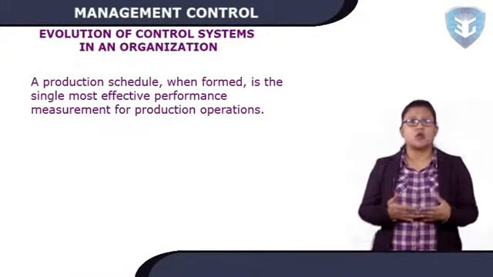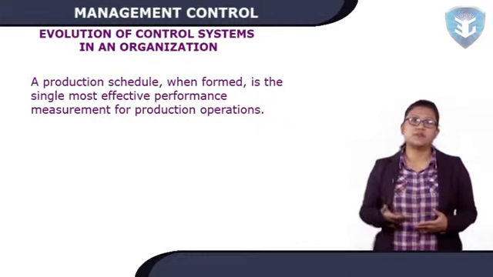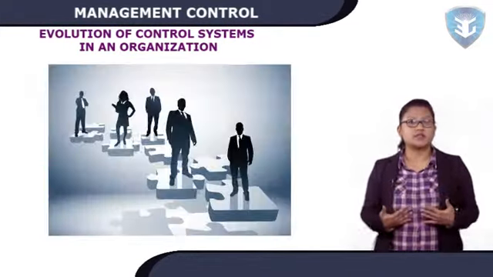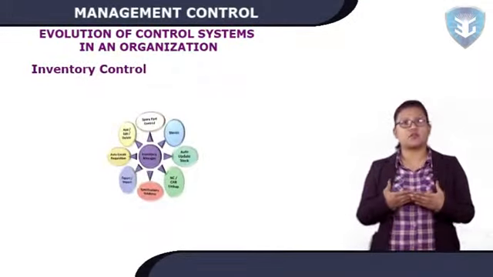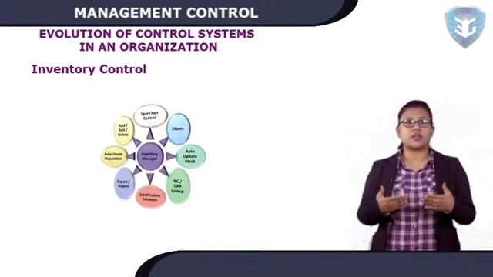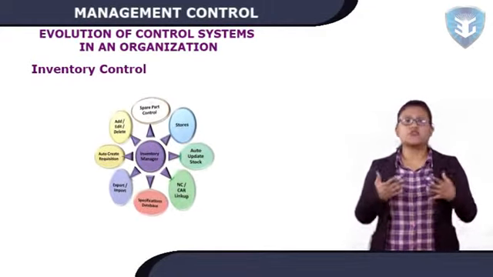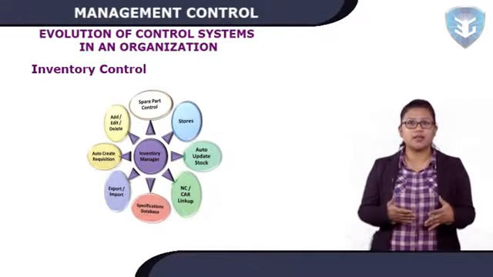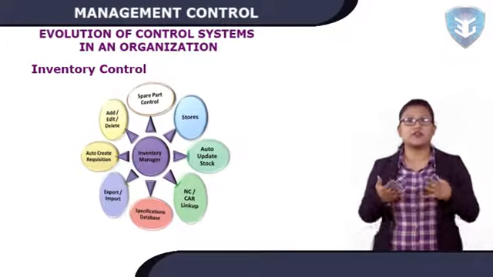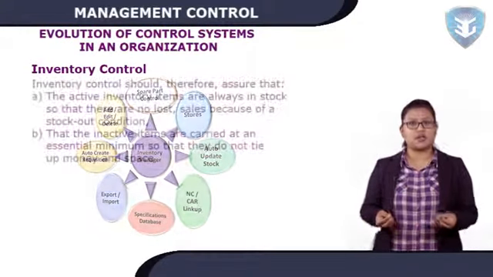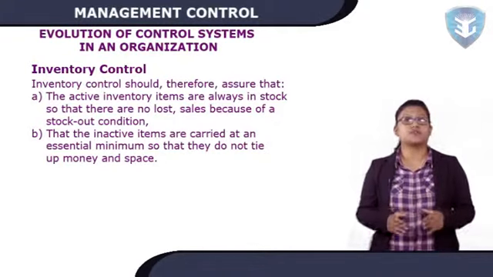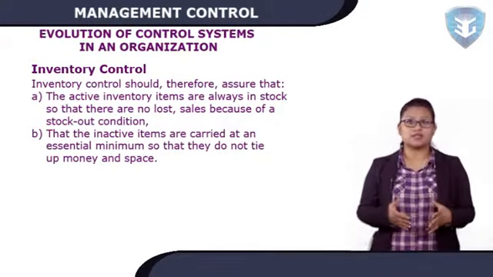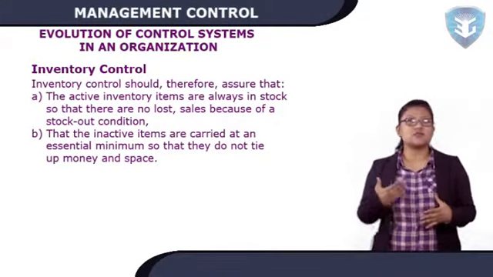A production schedule, when formed, is the single most effective performance measurement for production operations. It is better than a comparison with other firms because it is designed to reflect one's own work situations. Inventory control. Inventories form a major share of investment in most businesses, ranging from 30 to 40% of total assets in retail and wholesale trade, and from 15 to 25% in manufacturing organizations. Inventory control should therefore assure that the active inventory items are always in stock so that there are no lost sales because of a stock-out condition, and that the inactive items are carried at an essential minimum so that they do not tie up money and space.